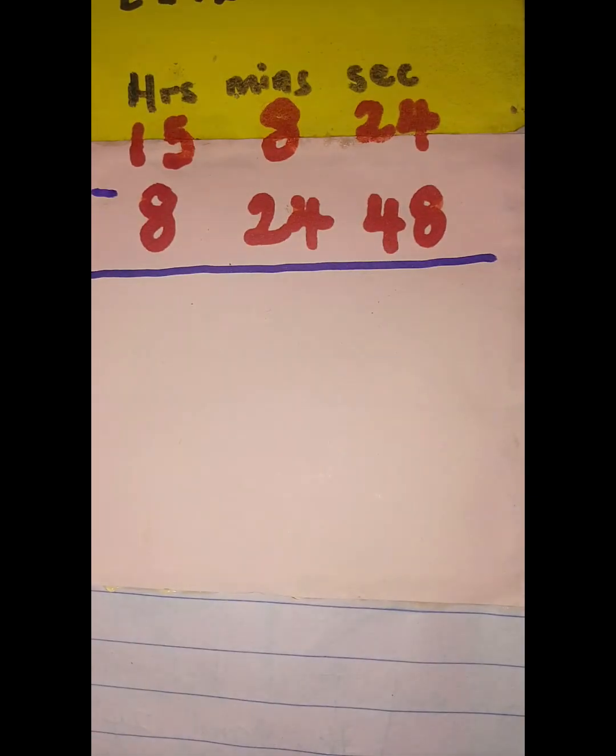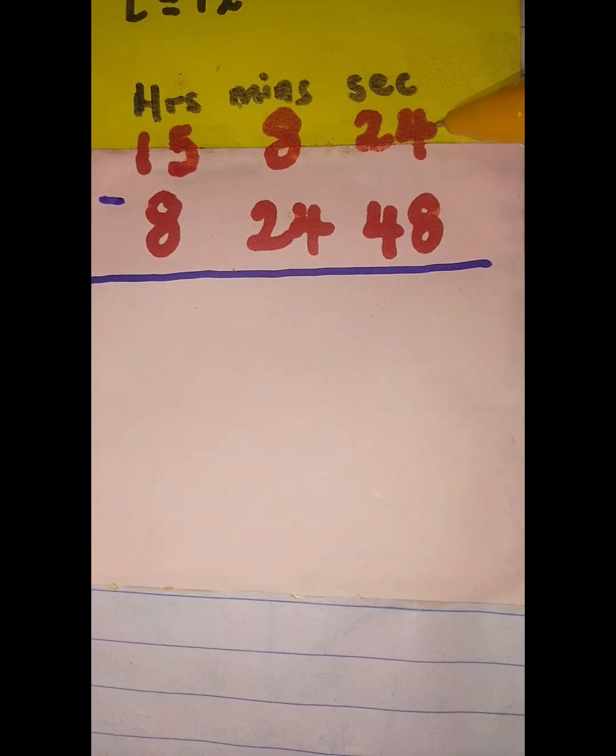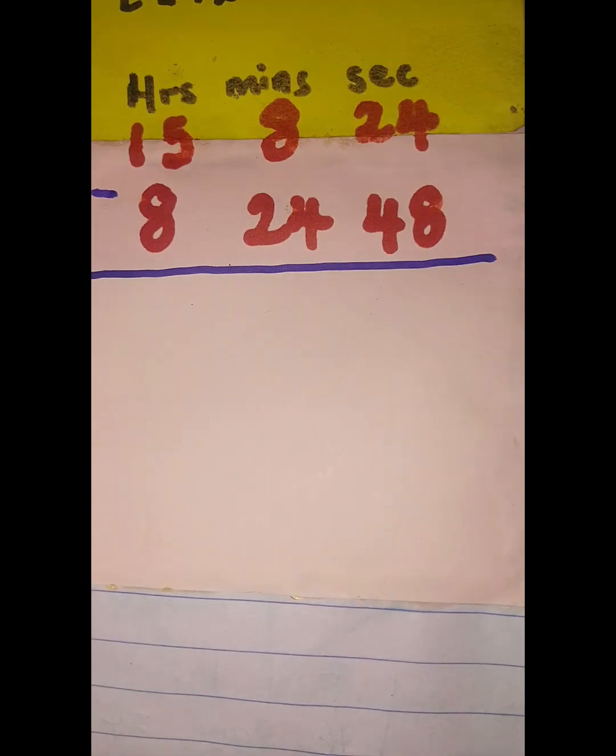Now this question says, subtract this from this. 15 hours, 8 minutes and 24 seconds, minus 8 hours, 24 minutes and 48 seconds. So step 1 is not like the normal subtraction. If it were normal subtraction, you would have said 4 take away 8. But you'll handle each of them separately.